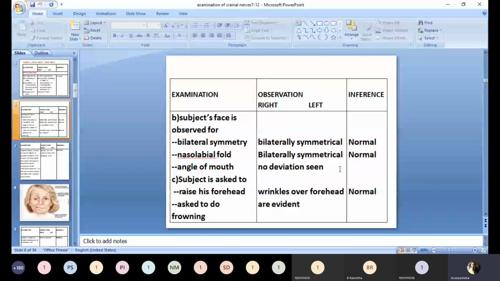Then you are going to check for the furrows over the forehead. So ask the subject to raise his forehead. Whenever the subject raises his forehead, you can see wrinkles over the forehead. In a normal individual, the wrinkles will be very evident. If there is no facial palsy, the wrinkles will be evident. Also, you can ask the subject to frown. Whenever he frowns, that is one of the facial expressions, you can see the wrinkles will be very evident and the inference will be normal.